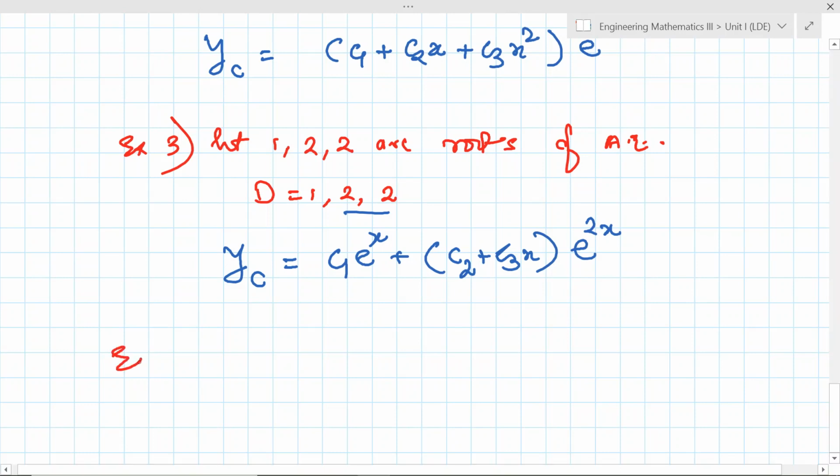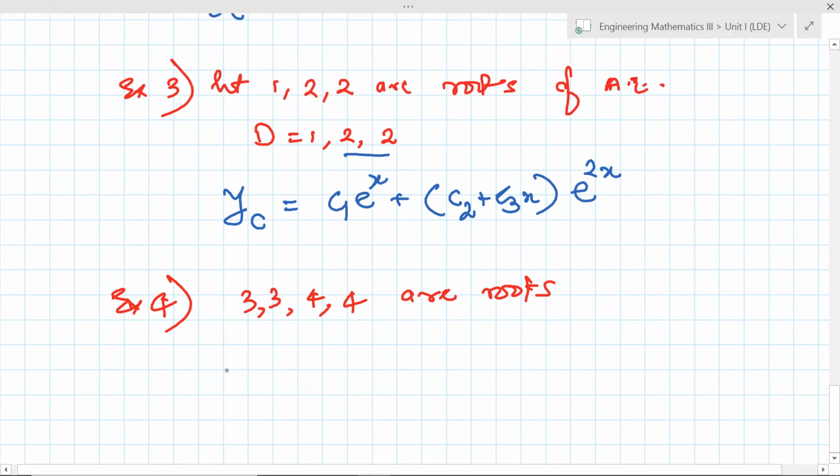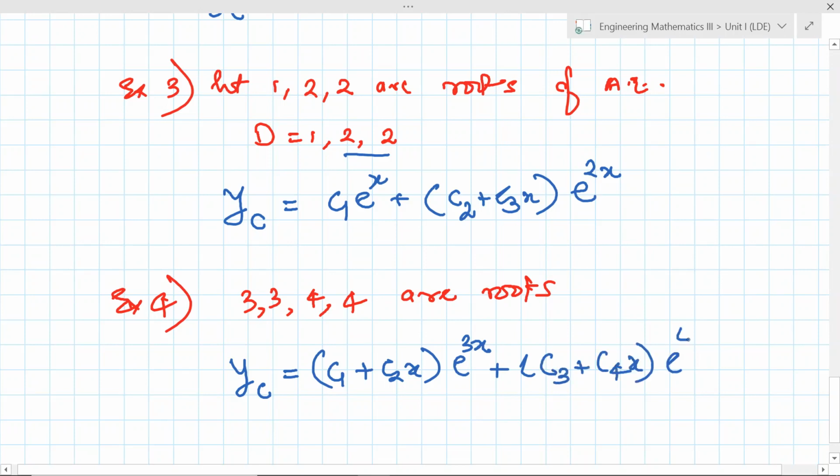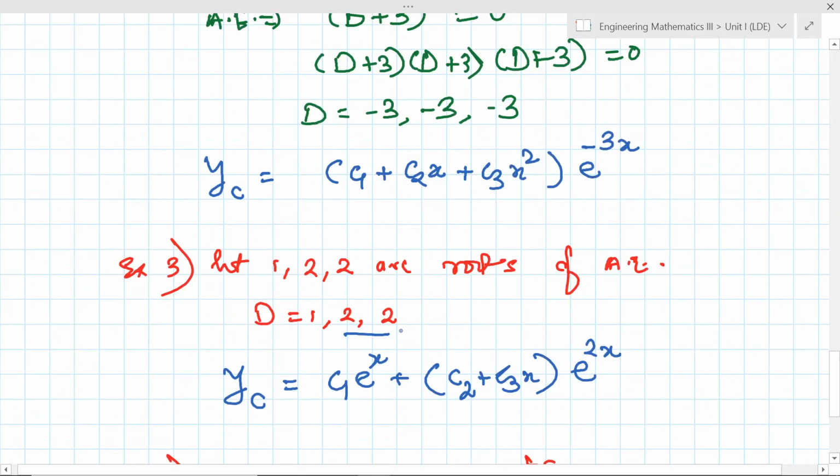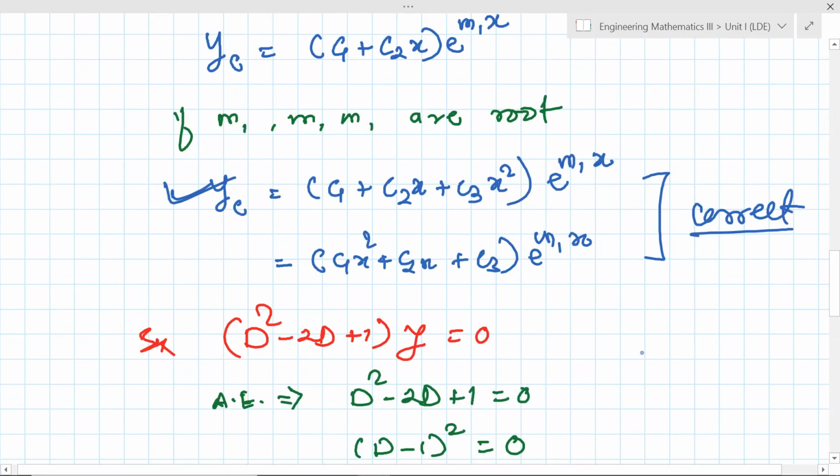For example, in some examples like this, suppose 3, 3 and 4, 4 are the roots. Then what is my complementary function in this case? My complementary function is (c1 plus c2 x) e raised to 3x plus (c3 plus c4 x) e raised to 4x, like this. Hope you have got this. It is just the matter of how the roots are, and accordingly you have to write the complementary function. So we have seen the two cases.